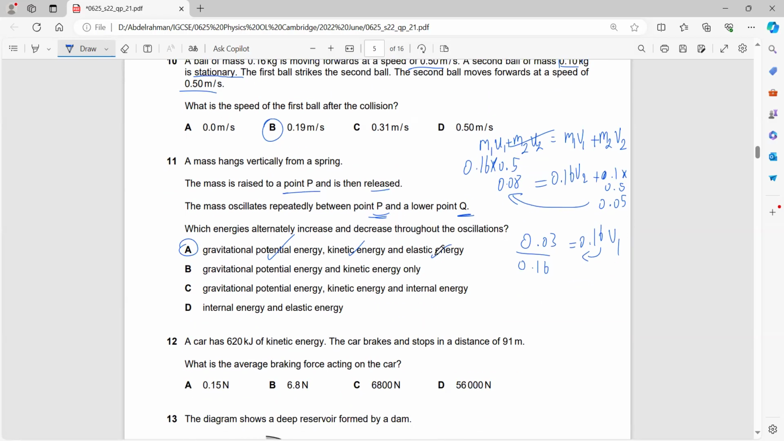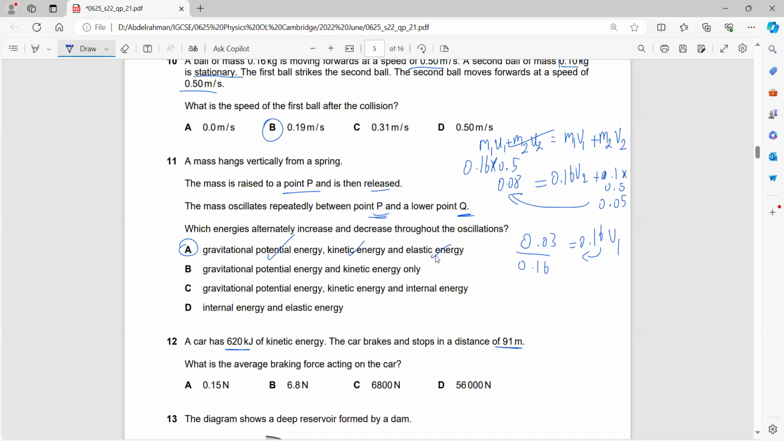A car has 620 kilojoules of kinetic energy. It takes a distance of 91 meters to stop. What is the average braking force? How can I find the force? Here they want us to do force equals mass times acceleration, but we don't have acceleration. So you cannot use that equation. What else? You have an equation that has energy and distance.